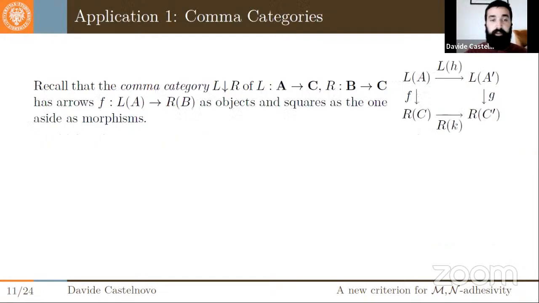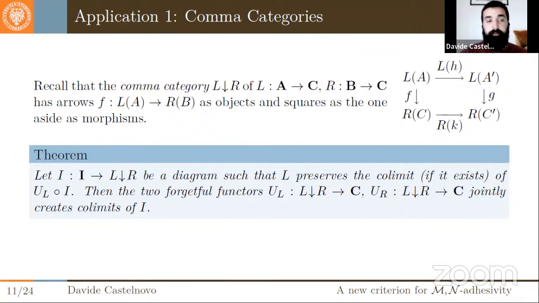So these are the well-known examples, but we have other examples. For instance, the comma construction. So what is a comma category? We start with two functors, L and R, with the same codomain. An object of the comma category L over R is simply an arrow from L of something into R of something else. And the morphisms of this category are squares, as the one depicted on the right.